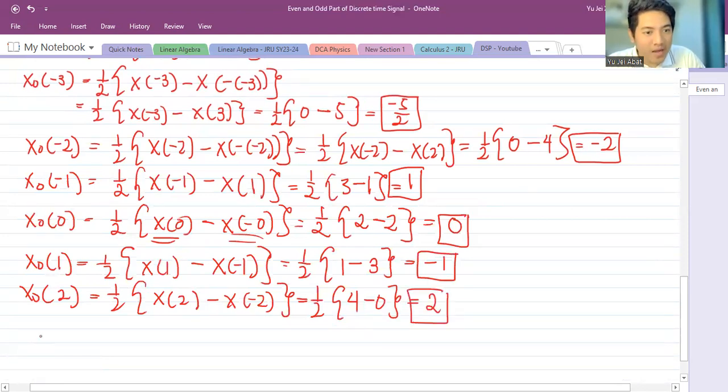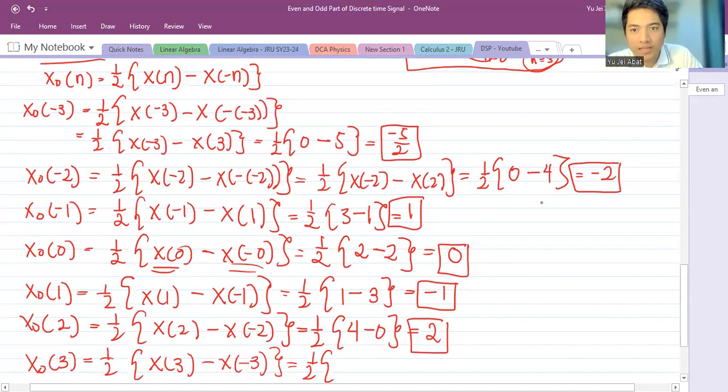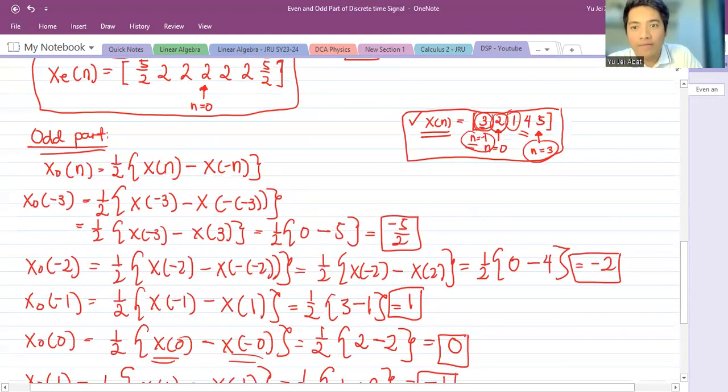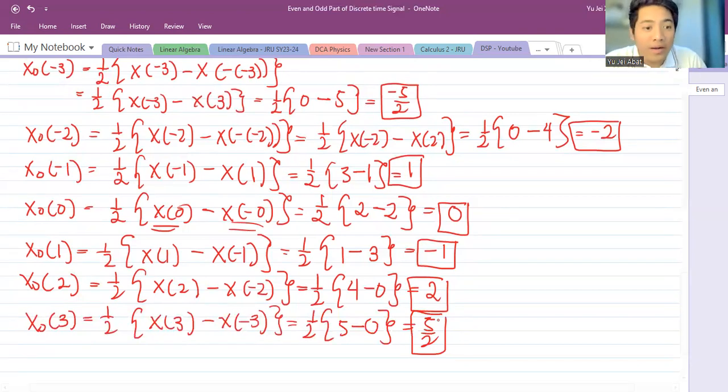Last but not the least, we have x odd of 3. We have 1/2 x of 3 minus x of negative 3. What is x of 3? We have 5, the amplitude is 5. So you have 5 minus x of negative 3, which is 0. So that would be 5/2. That would be the result of our function.